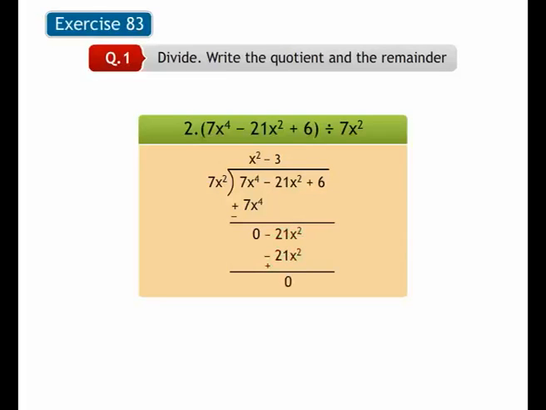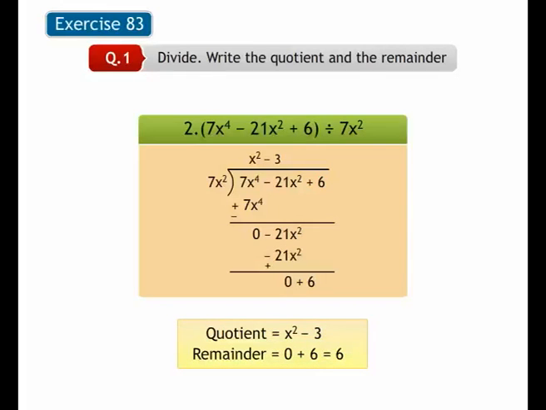Taking the third part of the dividend down for division, that is plus 6. Now our dividend becomes 0 plus 6. As we cannot divide 6 by 7x square, our division gets complete here. And hence the quotient of the sum is x square minus 3. And the remainder of our sum is 0 plus 6, that is equal to 6.